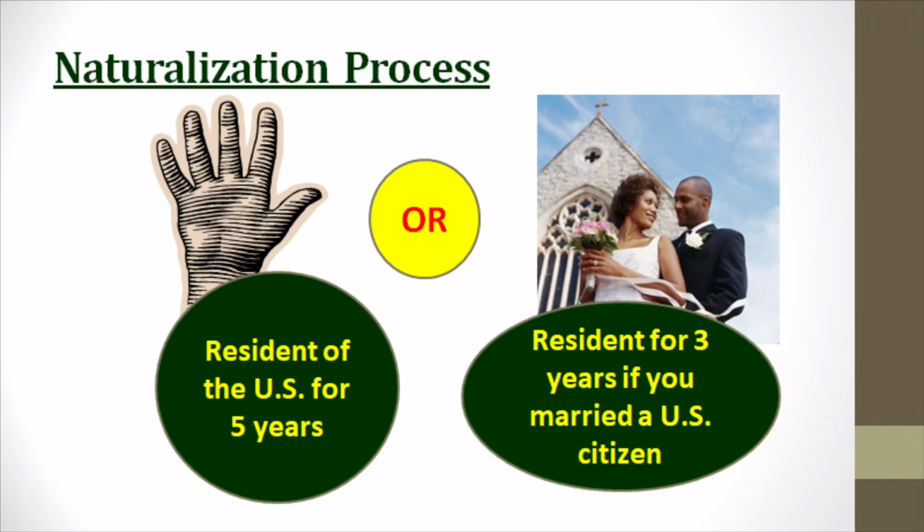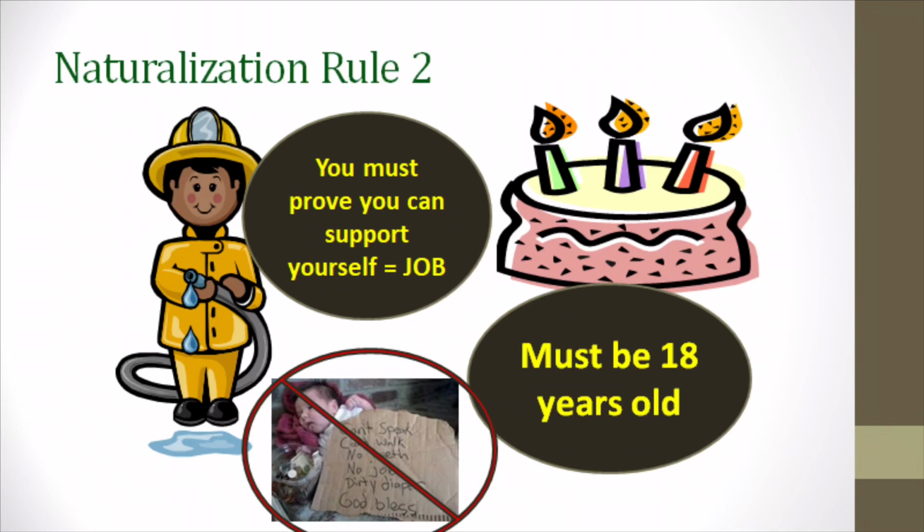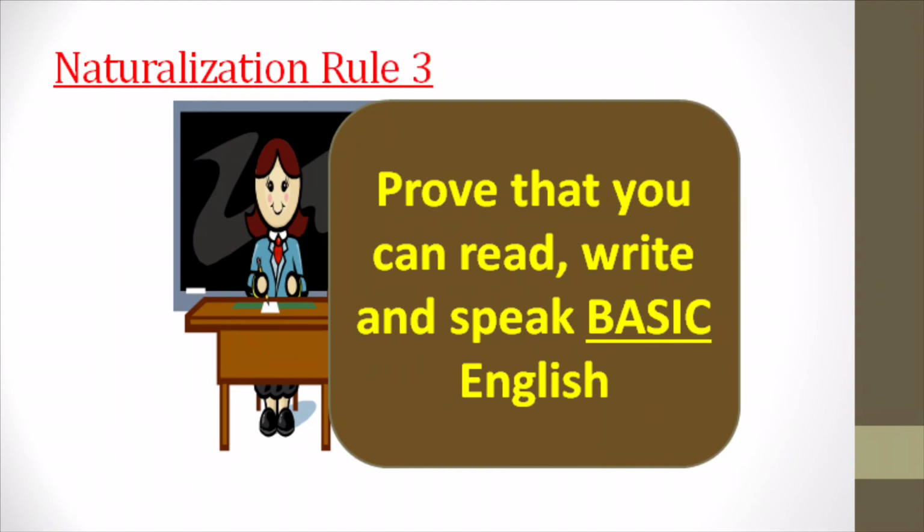Okay, now to start the process, you usually have to be 18 and have a job in order to be able to show the country that you're able to support yourself. That's usually what they want to start with. You also have to speak English. Now, it's basic English. You don't have to be an expert. You don't have to be writing at a level of an adult who's been here their whole life, but they want you to be able to read, write, and speak basic English.